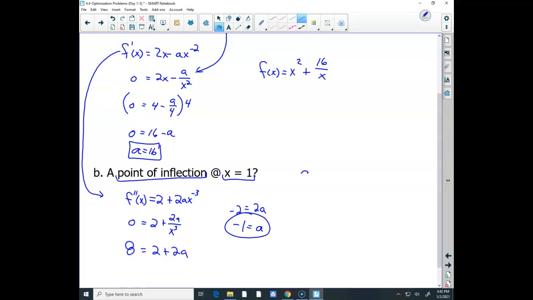So how would you check that? You type in your function f of x equals x squared, and it should be plus, nope, it should be minus 1 over x, because a is negative 1. I'll leave that as a negative 1 there. That's going to make that a minus there.